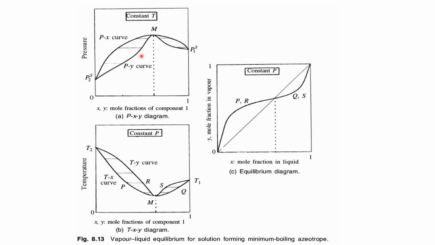Both these diagrams are the same, but here the volatility of A and B is different in this curve, and this is an equilibrium diagram. As we said before in the boiling point diagram, the point where the equilibrium starts is denoted as P, and here we denote it as the M point. At the point M we get the equilibrium state of the liquid. This is the graphical representation for the minimum boiling azeotrope.